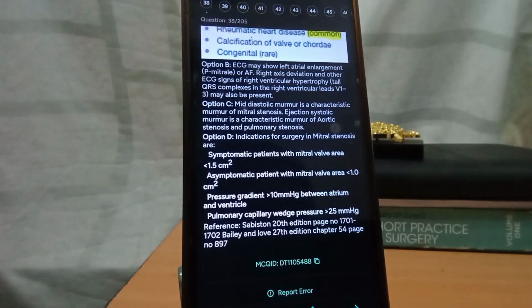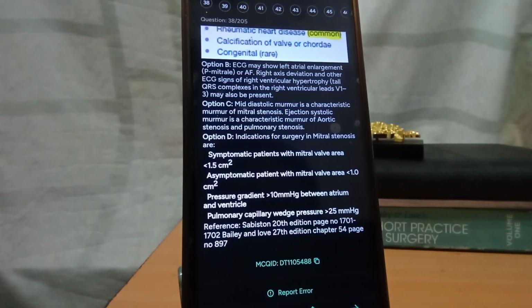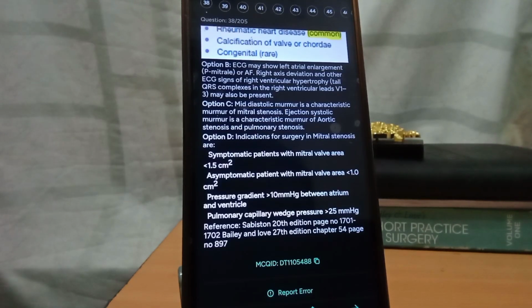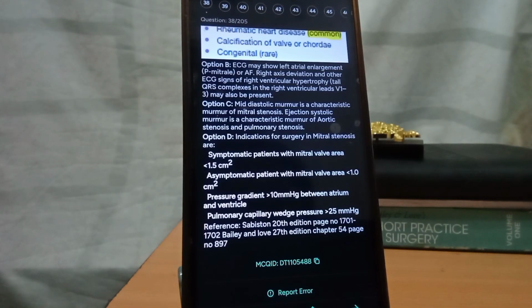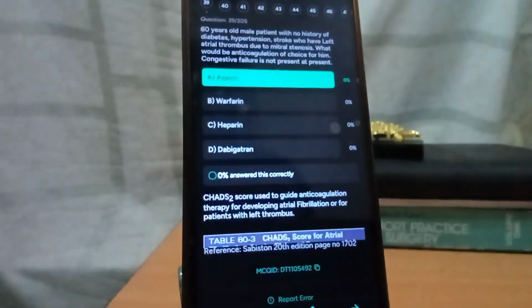But in mitral stenosis, we see a mid-diastolic murmur. So option D, indication for surgery in mitral stenosis. When we do mitral stenosis surgery: symptomatic patient with mitral valve area less than 1.5 cm square, asymptomatic with area less than 1 cm square. Then pressure gradient more than 10 mm between atrium and ventricle, and then pulmonary capillary wedge pressure more than 25 mm mercury. So the indication for surgery is if the patient is symptomatic, then less than 1.5 cm square. If asymptomatic, less than 1 cm square. Then the pressure gradient between atrium and ventricle is more than 10 mm mercury, and pulmonary capillary wedge pressure is more than 25 mm mercury.